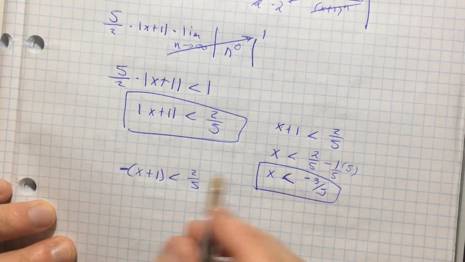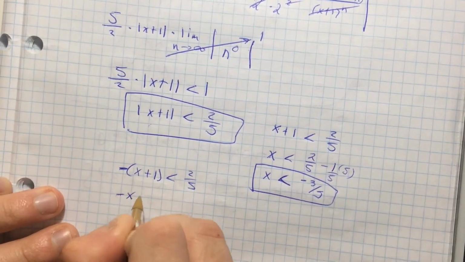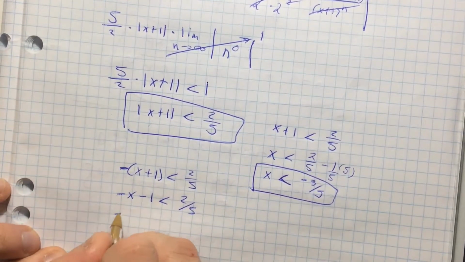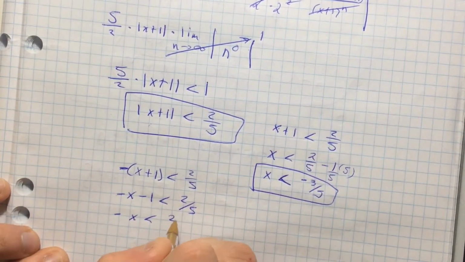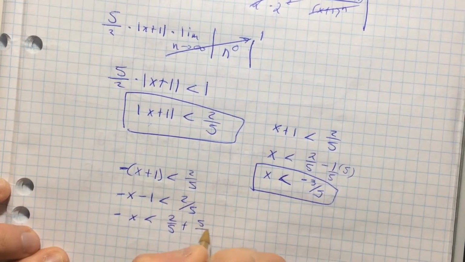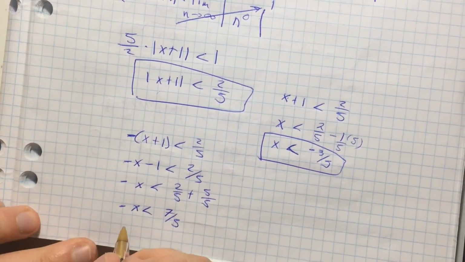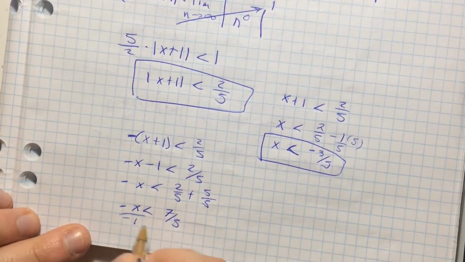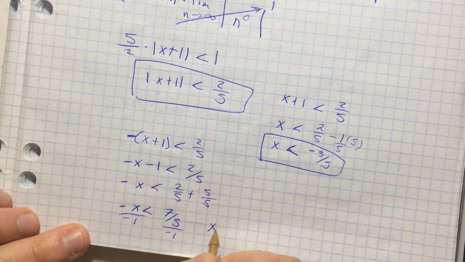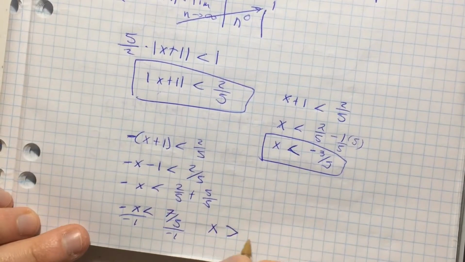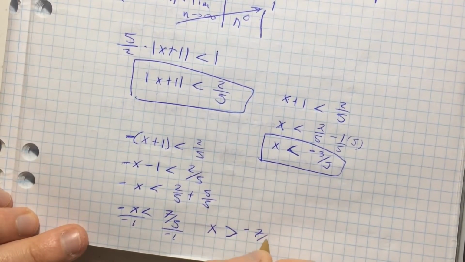I've actually got a real problem. Anyway, negative x minus 1 is less than 2 over 5. So now, negative x is less than 2/5 plus 1, which is the same as 2/5 plus 5 over 5, because this is 1. Negative x is therefore less than 7/5. But I don't want negative x, I want x. So I divide by negative 1, which means that when you divide by a negative in an inequality, you flip the sign. So now x is greater than negative 7 over 5.